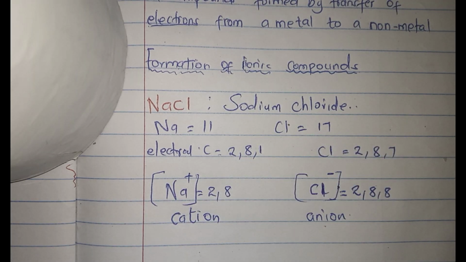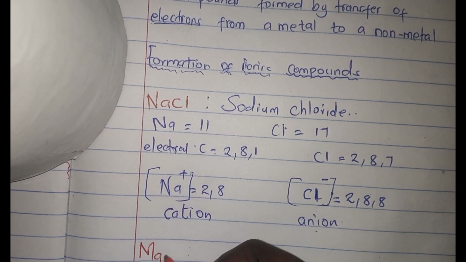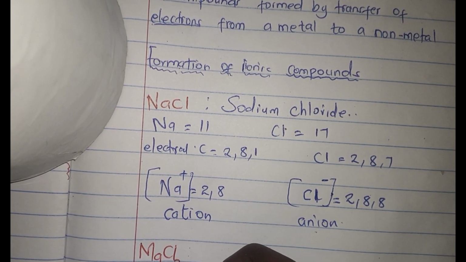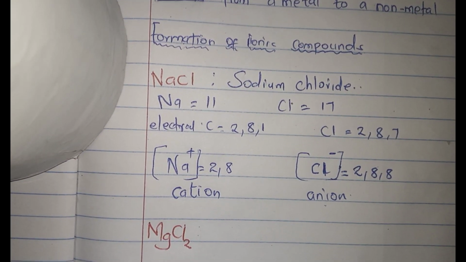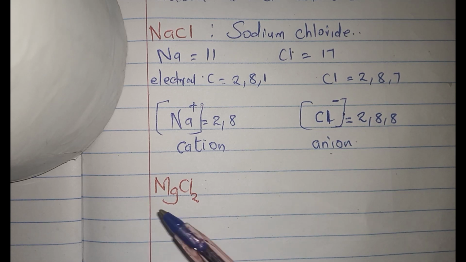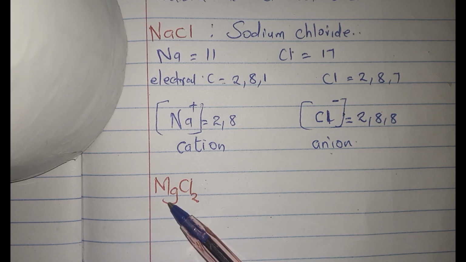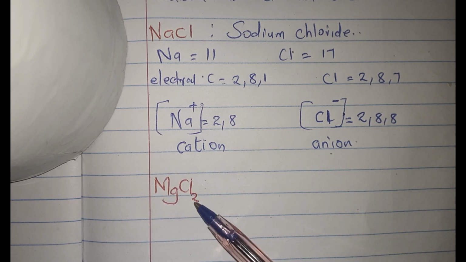Let's see another ionic compound, and for this case it is magnesium chloride. So we have magnesium chloride. This is now the formula for magnesium chloride. Magnesium here is our metal, chlorine here is our non-metal. And for this case, magnesium is only one atom and we have two chlorine atoms. Let us check what forms two atoms for chlorine.